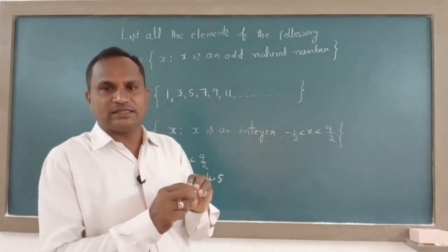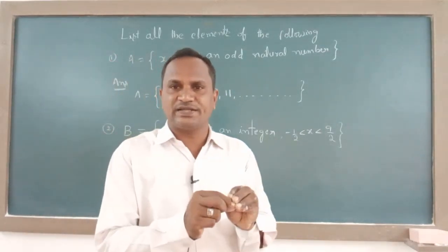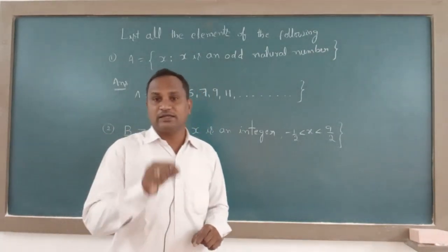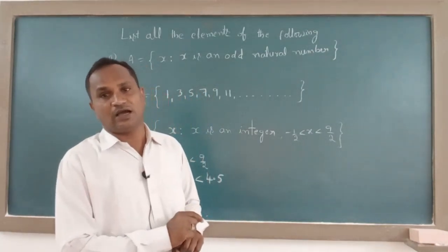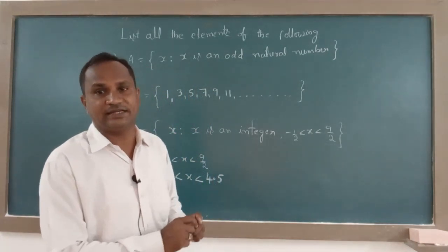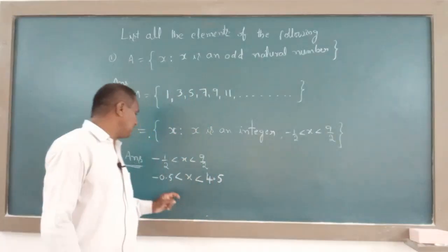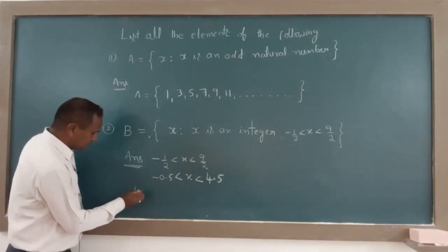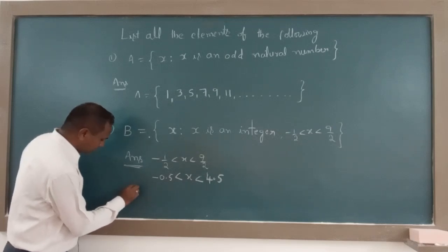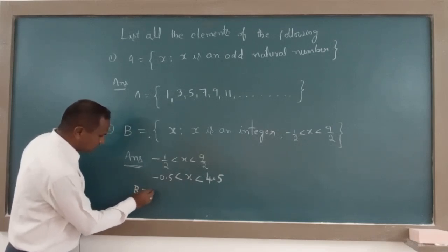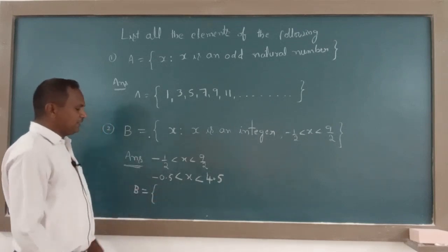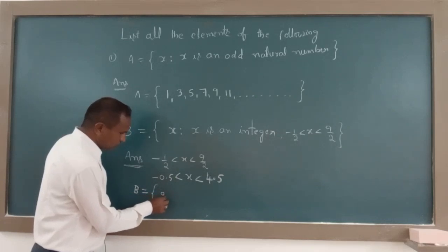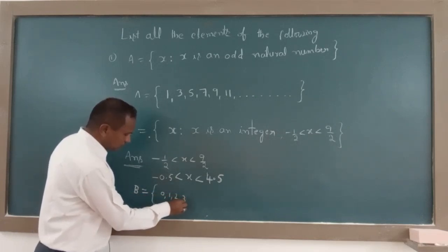Now we are going to list all the elements. They must lie between minus 0.5 and 4.5, and each element should be an integer. About those integers, now we are going to write the answer. B is equal to the elements between minus 0.5 and 4.5 that are integers: 0, 1, 2, 3, 4.